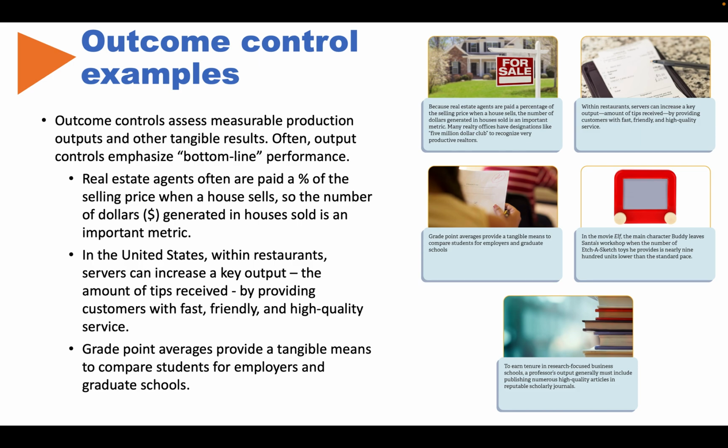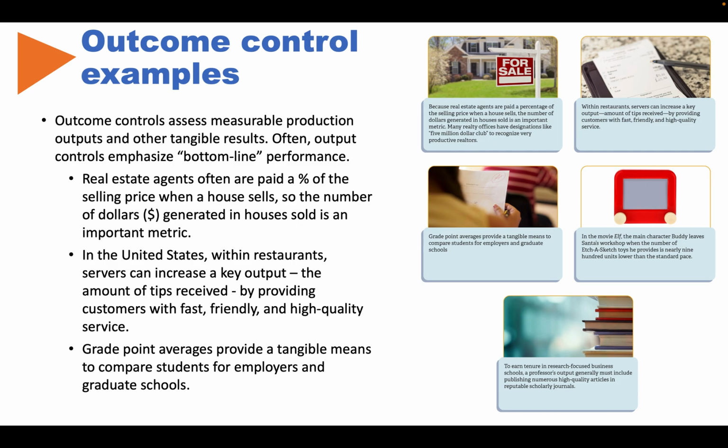The second example here in the United States is that when you go to a restaurant, you often tip, meaning leave an extra amount of money for the servers that bring you the food. This can be a key outcome control that the server can influence by providing good service, friendly service, fast service to the customers of the restaurant.